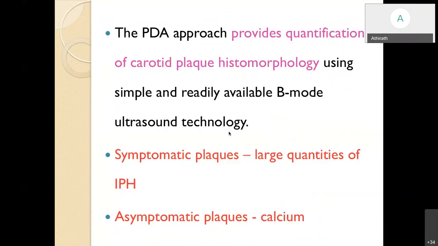Now, why we require this is that the pixel distribution analysis approach provides quantification of the carotid plaque histomorphology using simple and readily available B-mode ultrasound technology. Therefore, symptomatic plaques will have larger quantities of intraplaque hemorrhage, whereas asymptomatic plaques will have large amounts of calcium.